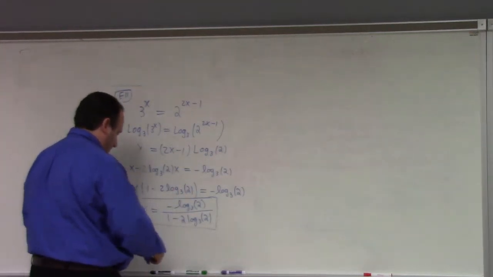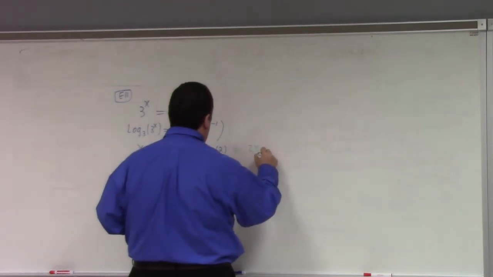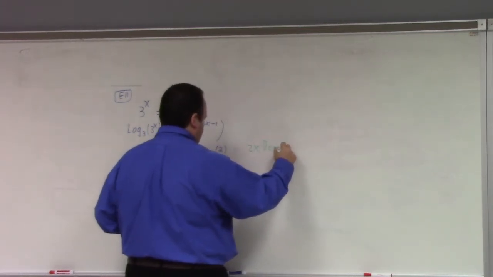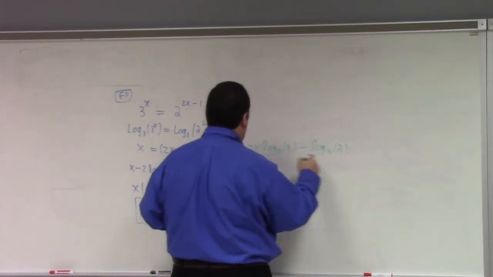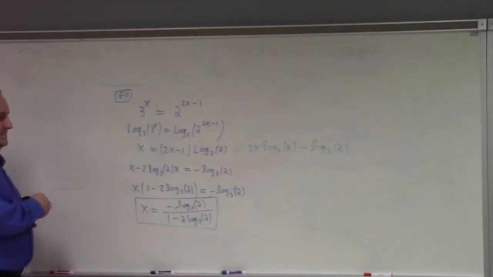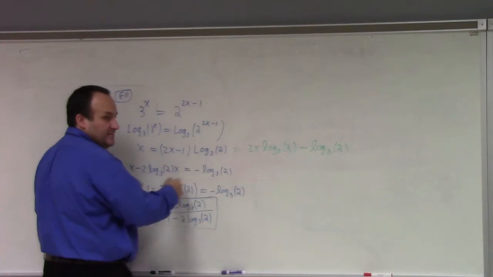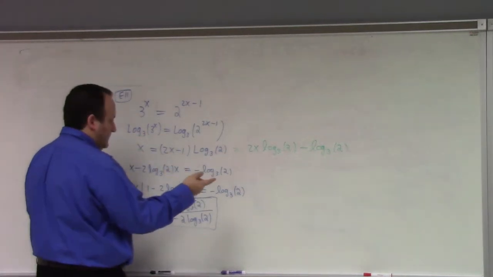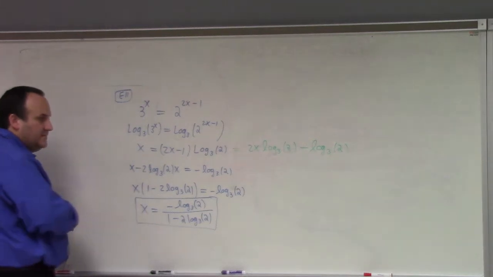All right, so the next step: what I did was, this is 2x log 3 of 2 minus log 3 of 2. It's like multiply, distribute, right? So I just distributed 2x times that, and minus 1 times that. And then I subtracted that to the other side.